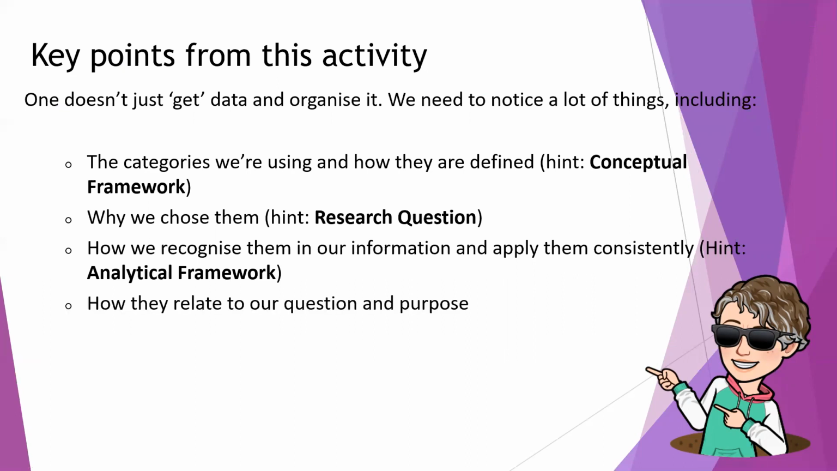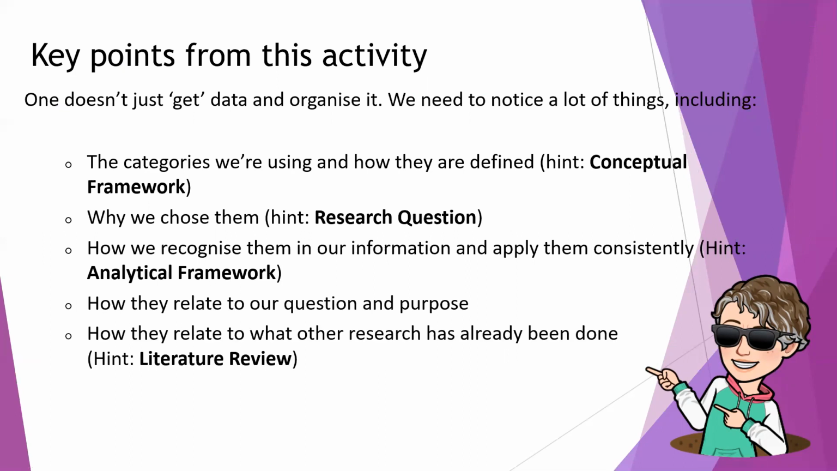How do all these different pieces relate to what we're trying to achieve? I mean, why did we ask the question in the first place? What is our aim? What is our goal? What are we trying to do? And how have other people done this? How have other people categorized color swatches and to what ends? And with what tools and what methods? How have other people done research? Your literature review.